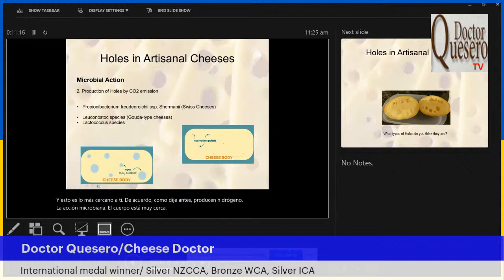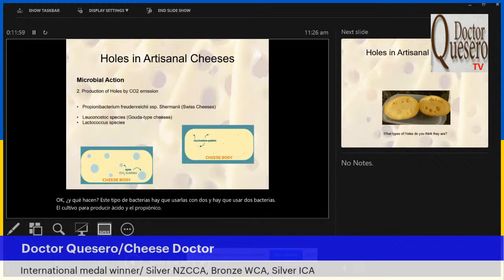And when they produce carbon dioxide, at the beginning these are nucleation points, but they expand because of the bacteria, and they become bigger. The bacteria that produce this type of gas is called Propionibacterium shermanii. They always call it Propioni shermani, and it's used in Dutch and Swiss cheeses. You have to use two bacteria: the culture to produce acid and the propioni.